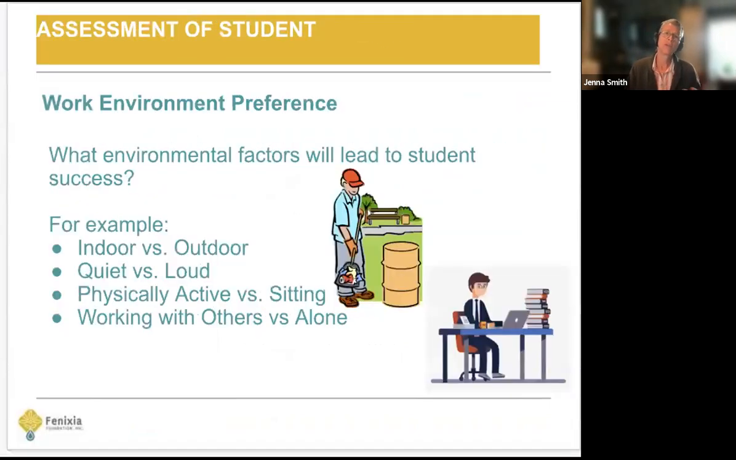So the other area that we're looking at, we've assessed their skill sets. Now we also want to look at maybe their work environment preference. It's important, if you're trying to consider a student being independent at work down the road, that you want to know in what environment they're going to most likely be successful.